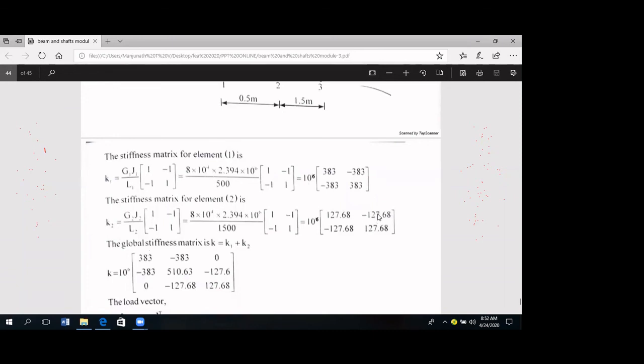127.68, minus 127.68, minus 127.68, 127.68.